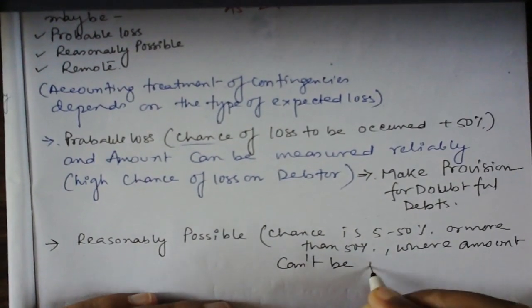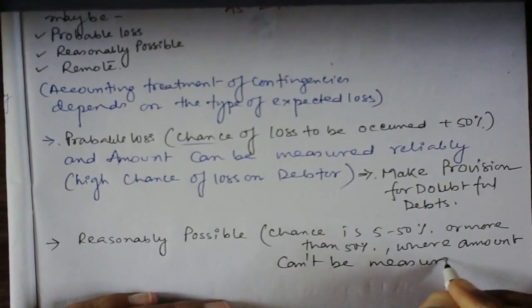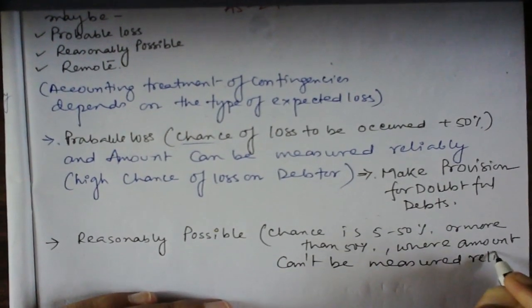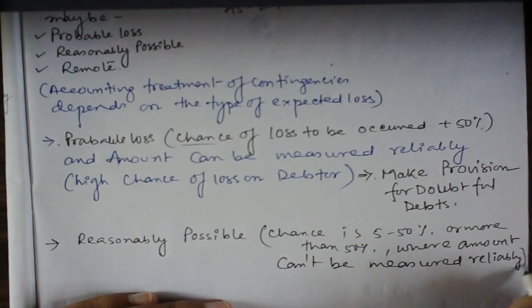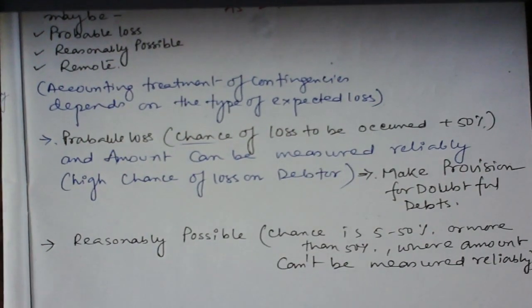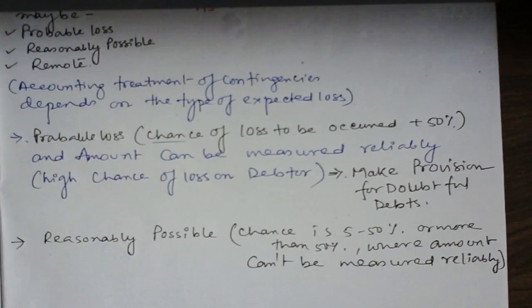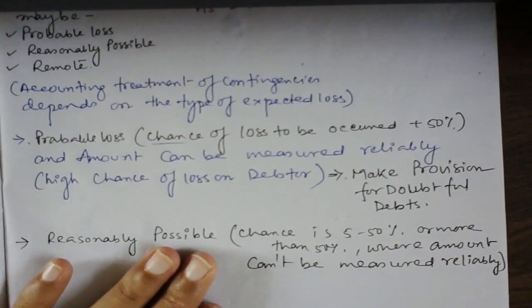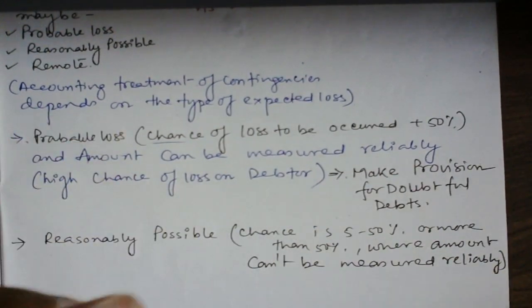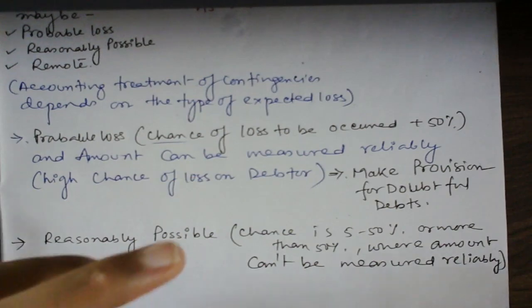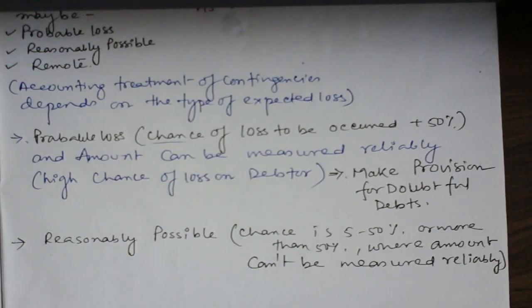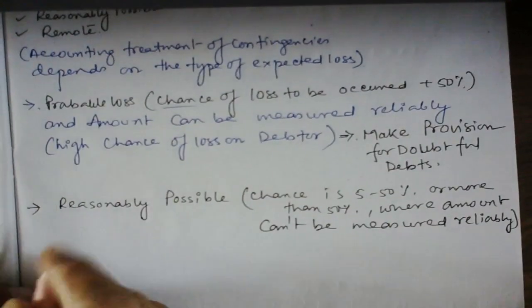cannot be measured reliably. You are unable to measure the amount reliably. You are not able to measure it reliably. Okay, reasonably possible. The loss may be possible, but you are unable to calculate the loss clearly. Chances are 5 to 50% or more than 50%. Then in this case, what do you need to do? Very simple, sir.